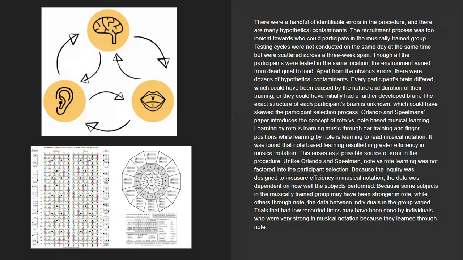Any form of error would be in these: rote versus note. Rote is learning through ear training, and note is learning through musical notation. I did not factor this in when I was choosing people. Another error would be that the testing location sometimes ranged from super quiet to super noisy, and that could have affected the concentration.